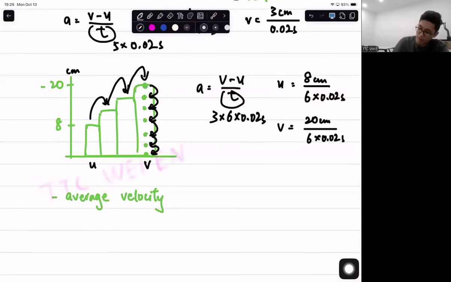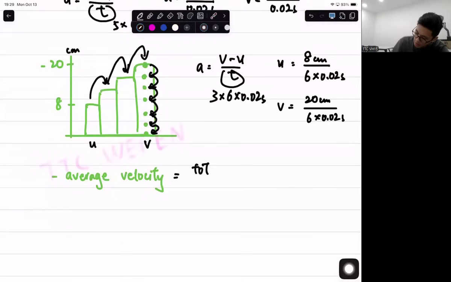If they want the average velocity is total distance divided by total time. And how do you find the total distance?